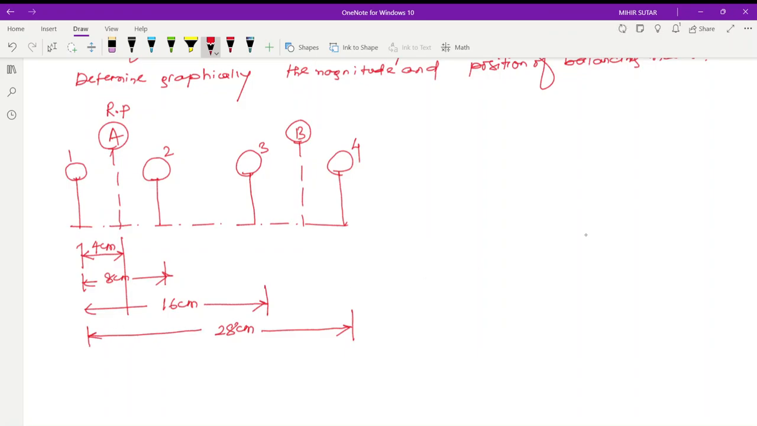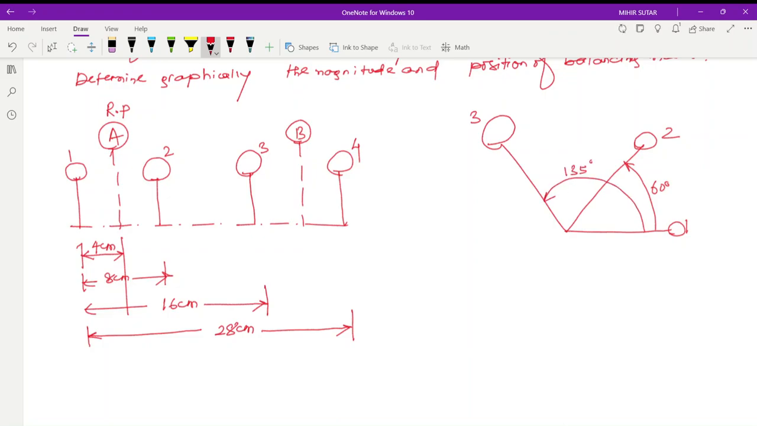And the angular positions are, plane 1 is here, okay, with mass 1, then 2 is here at 60 degree, then mass 3, this is 1, 2, 3, this angle is 60 degree, this angle is 135 degree, and this is 4 at 270 degree. Okay. This is the space diagram.